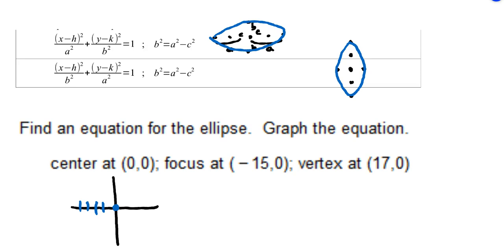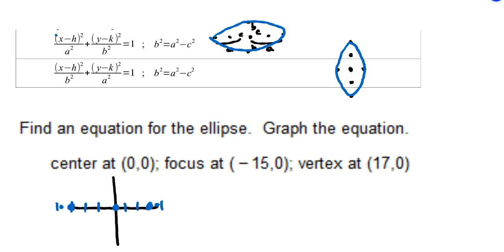Maybe I should count by fives. Say 5, 10, 15. 5, 10, 15. It's going to be symmetric, so you're going to have another focus here. And one more tick mark would get me to 20. And our vertex is at (17, 0). So that would be about here. So based on the placement of these points, I can see that this has a horizontal orientation.